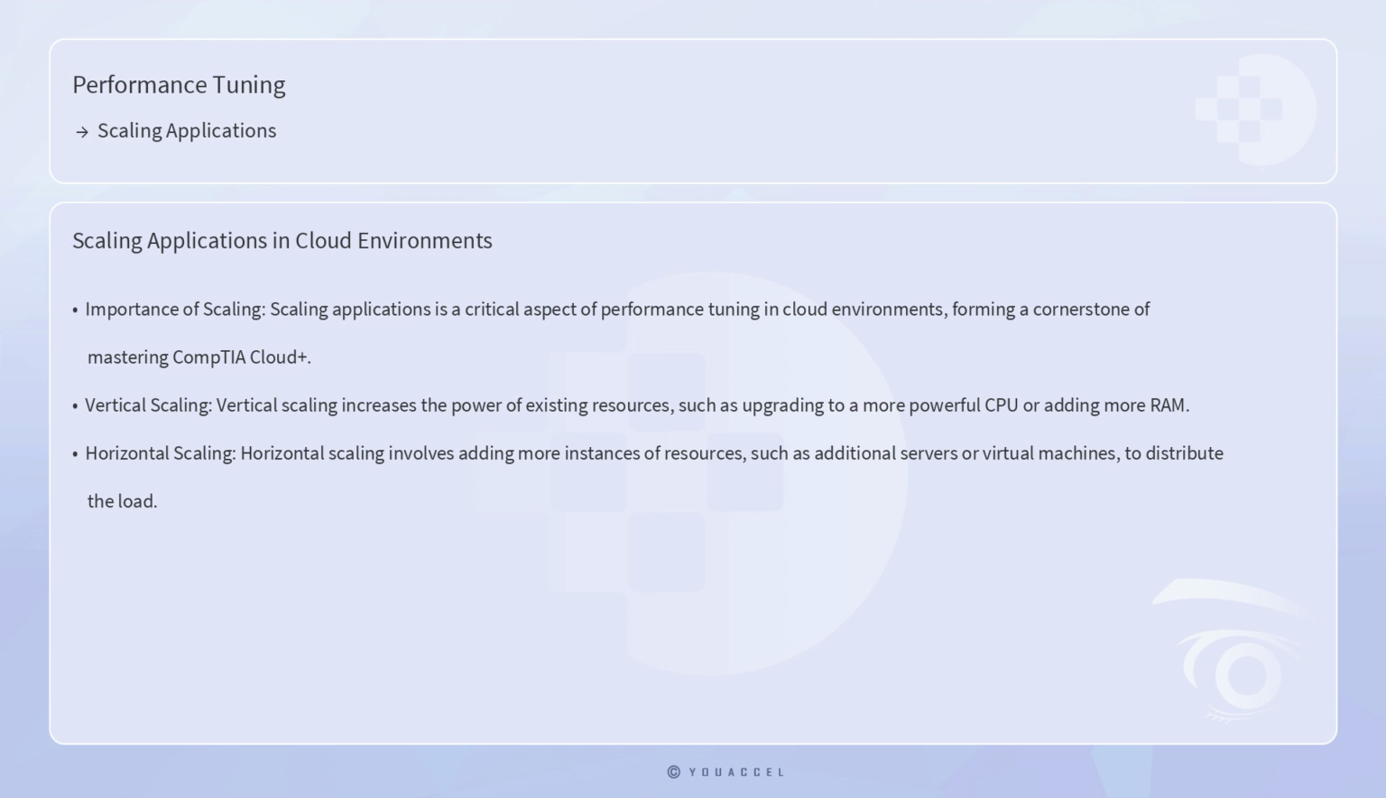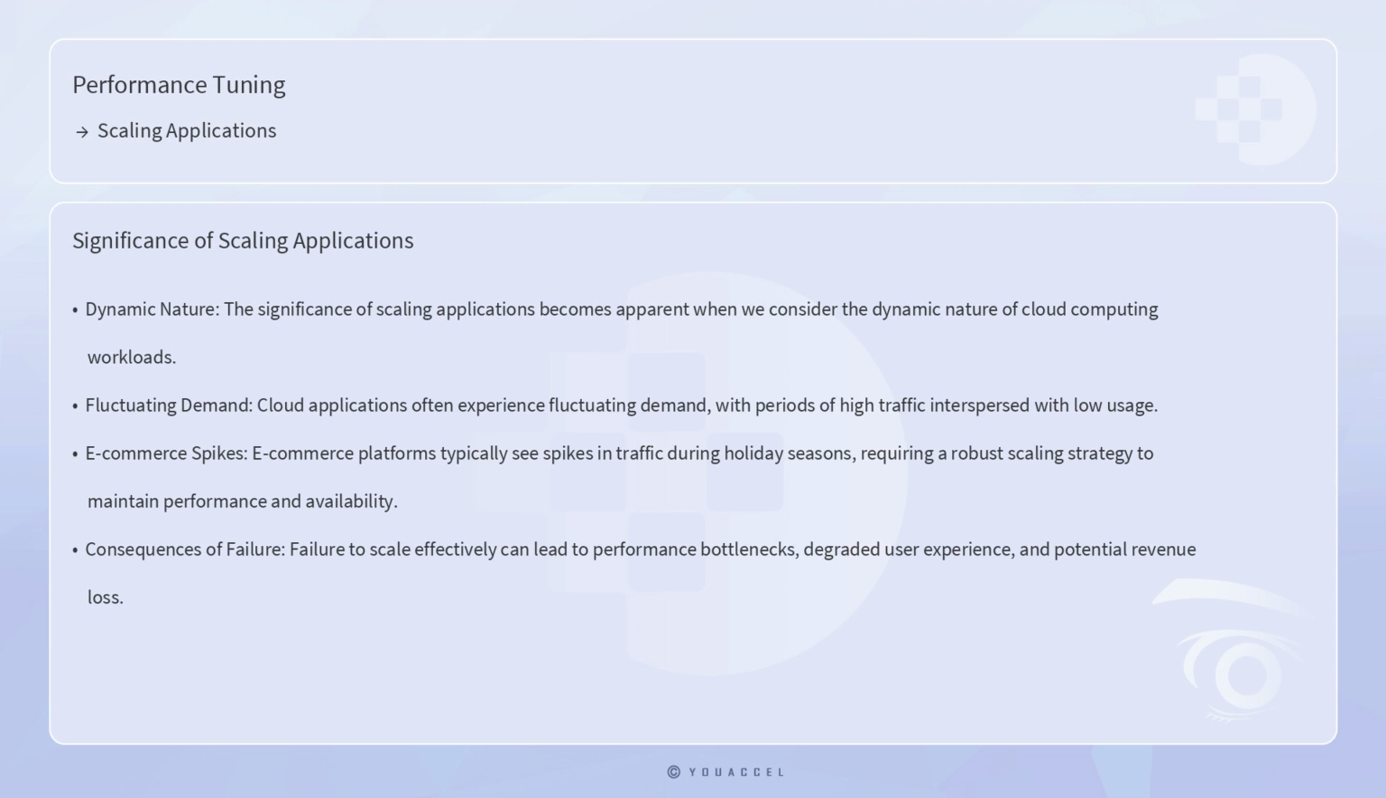Vertical scaling increases the power of existing resources, such as upgrading to a more powerful CPU or adding more RAM. In contrast, horizontal scaling involves adding more instances of resources, such as additional servers or virtual machines, to distribute the load. The significance of scaling applications becomes apparent when we consider the dynamic nature of cloud computing workloads.